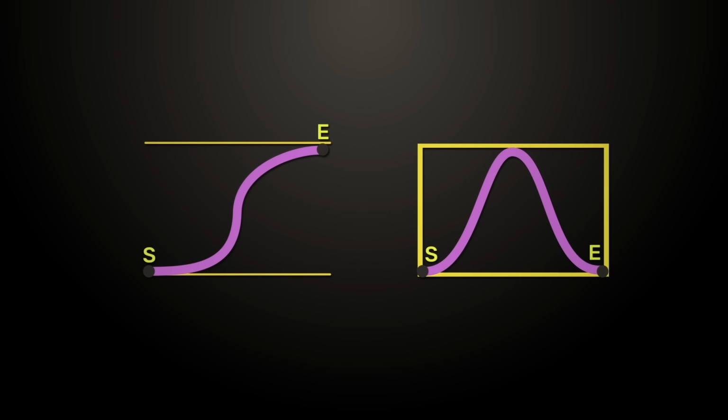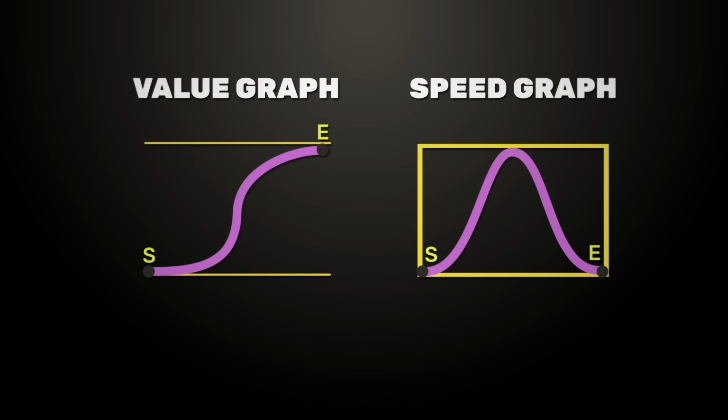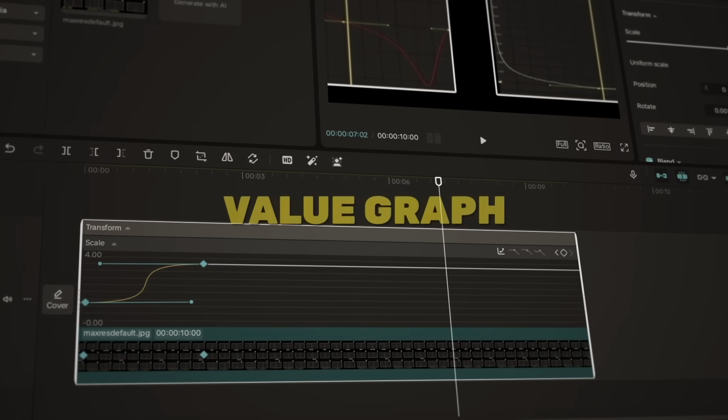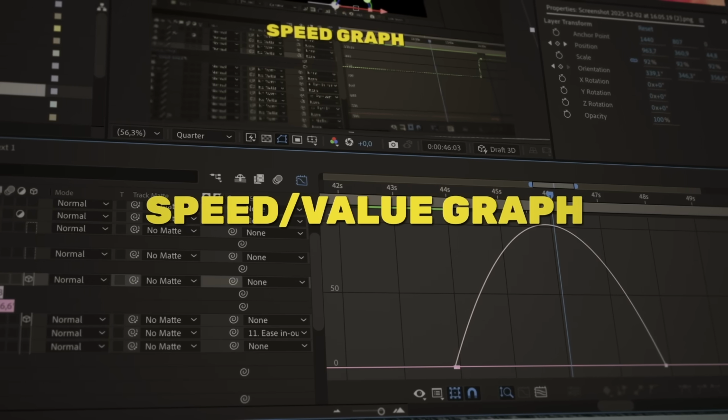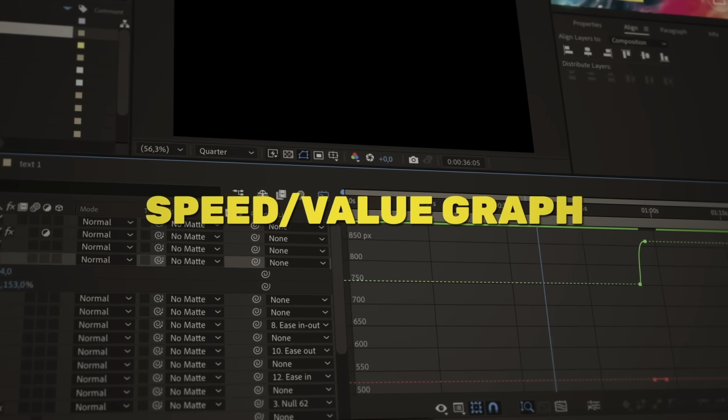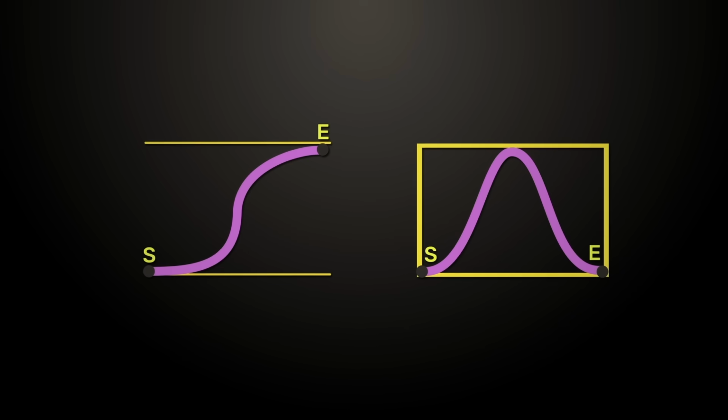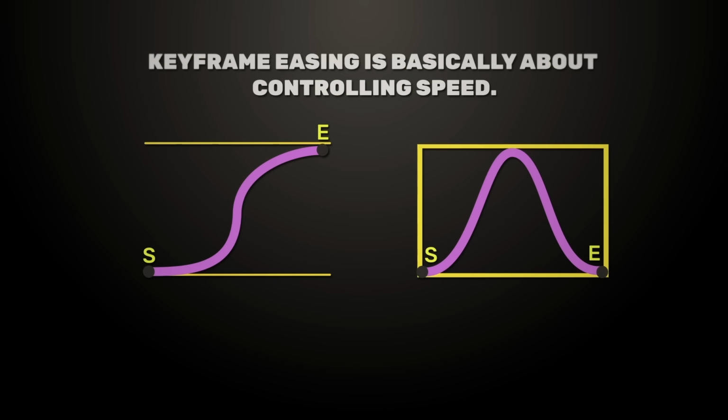We basically have 2 types, speed graph and value graph. The one in CapCut is a value graph, but Premiere Pro and After Effects have both value and speed graphs. It doesn't really matter which one you're using. We can still apply easing on any graph. Keyframe easing is basically about controlling speed. So let's keep it simple.